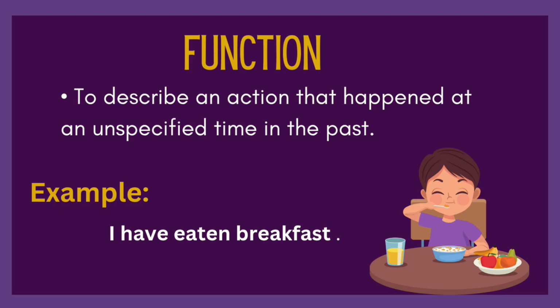We also use the present perfect to describe an action that happened at an unspecified time in the past. For example, I have eaten breakfast. Person tells us, I have eaten breakfast, but I don't remember what time it was. As you can see, in this example, time is not specified.